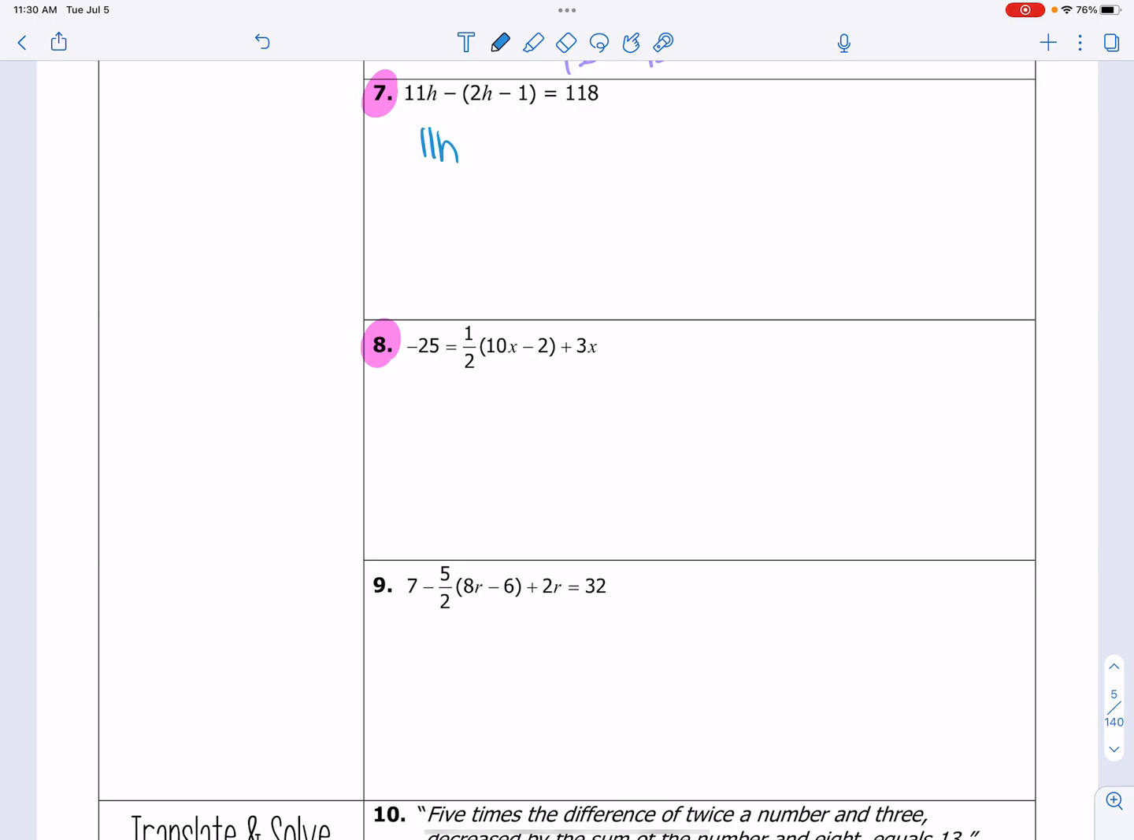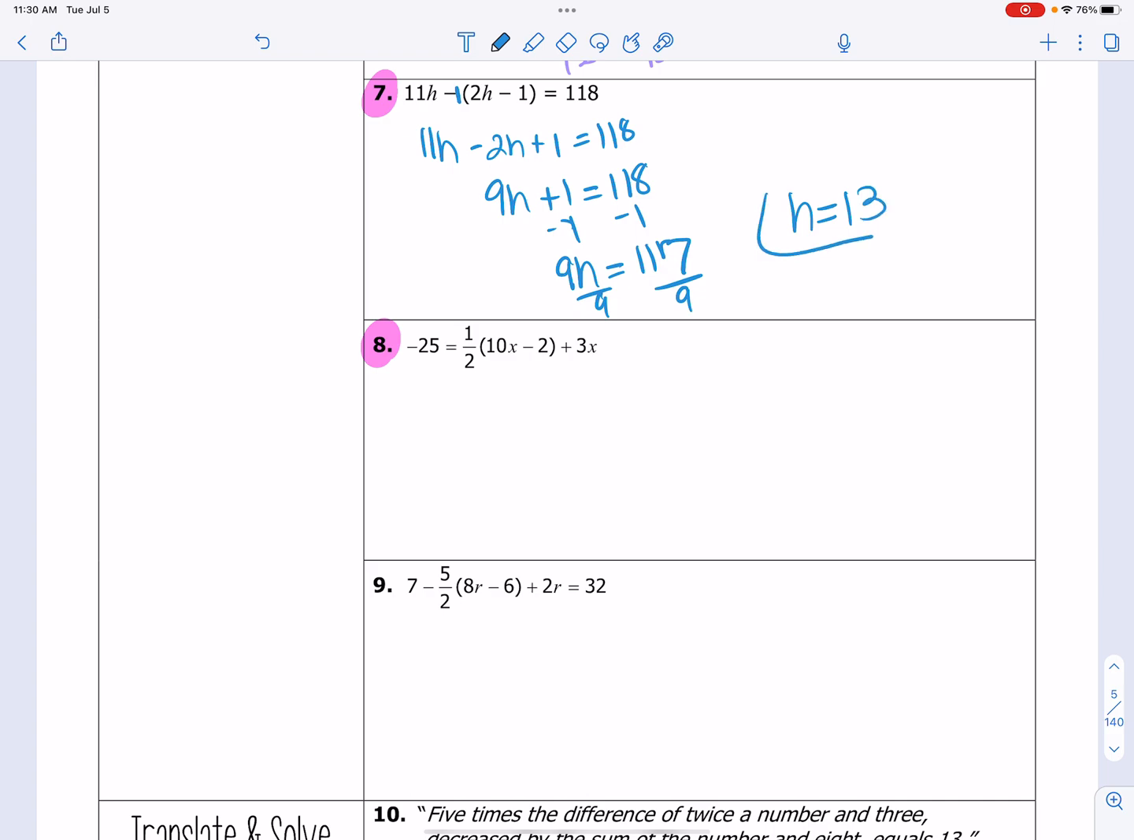Okay, on 7 you get 11H minus 2H plus 1 times 1 is 1. Come on. Plus, yeah, negative and a negative is a positive. Okay, so you get 9H plus 1 equals 118. So you're going to minus 1, and you get 9H equals 117. Divide by 9, and H equals 13. Okay.